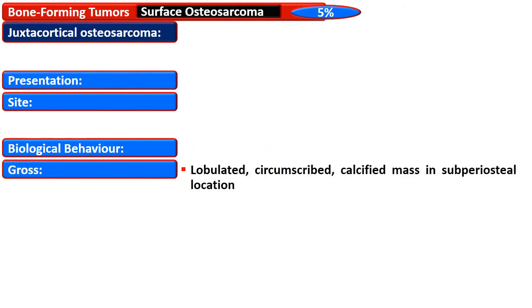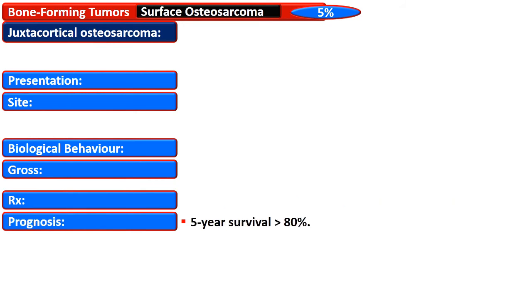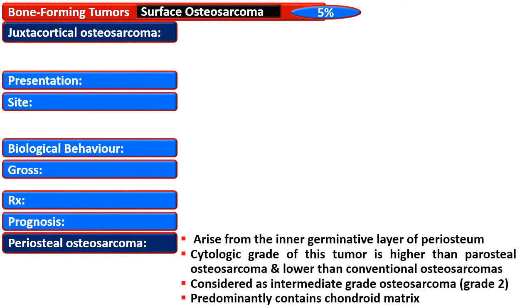These are low-grade lesions, and grossly these are lobulated, circumscribed, calcified masses in the subperiosteal location. The treatment is surgery, and they do not require any adjunctive chemotherapy. It is associated with a very good prognosis, which is more than 80%.